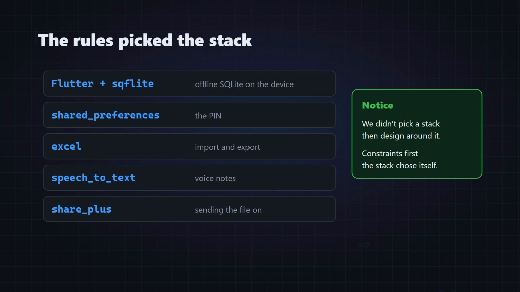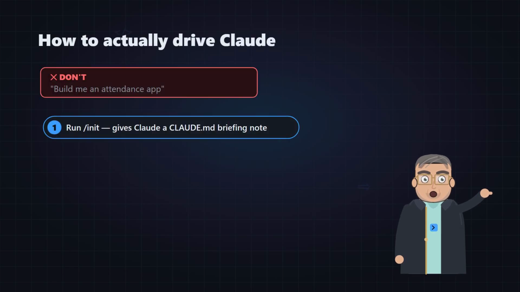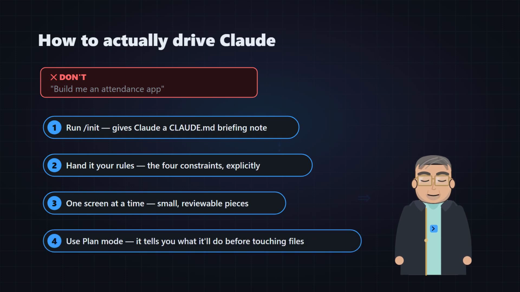We wrote the constraints down first, and the stack basically chose itself. And this is the bit that actually matters for you working with Claude. Do not open a chat and say, build me an attendance app. You will get something generic that you do not understand.